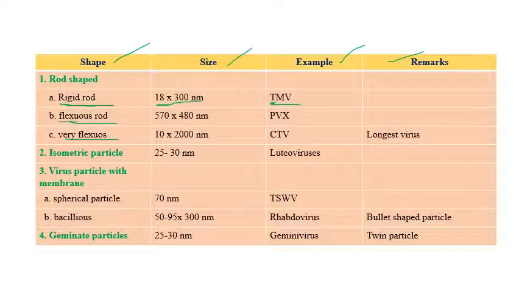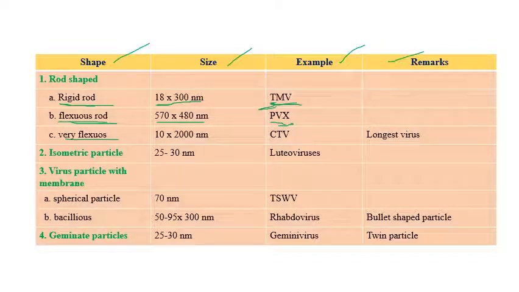And then the second one is flexuous rod. Flexuous rod size ranges from 570 to 480 nanometer. The best example is potato virus X. Here the names have been given in abbreviation. Hope you understand, as we have seen in earlier PowerPoint presentations. P stands for potato, V stands for virus, X: potato virus X, TMV: tobacco mosaic virus, like that.